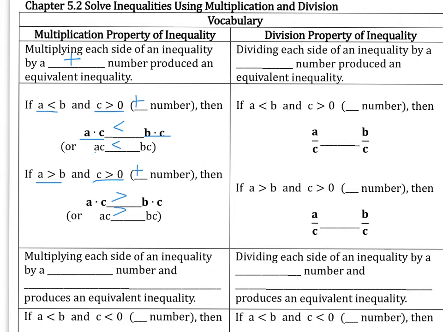And for the division property of inequality, when you divide each side of an inequality by a positive number, it produces an equivalent inequality. So if A is less than B, and if we divide by a positive number C, then A divided by C is still less than B divided by C. And if A is greater than B, and we divide by a positive number C, then A divided by C is still greater than B divided by C.